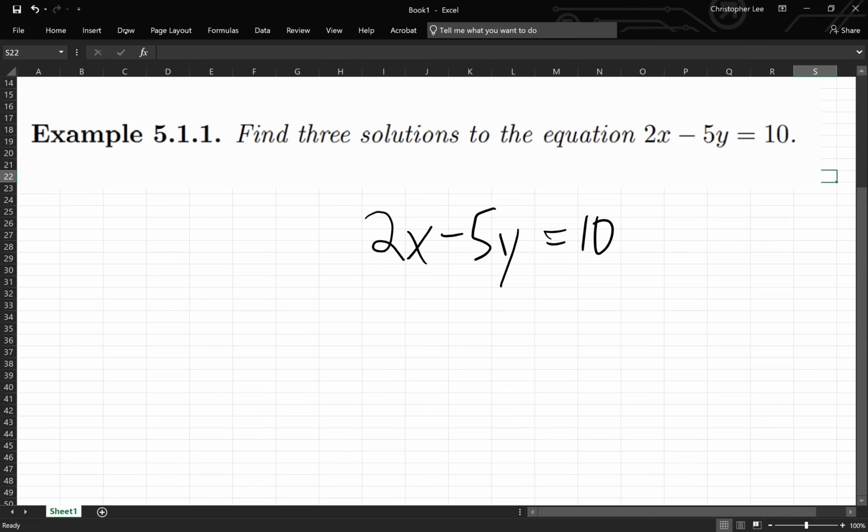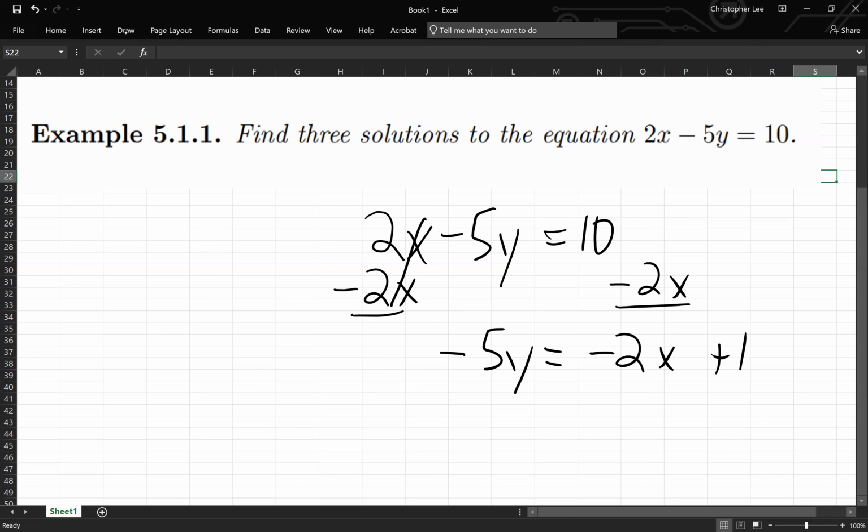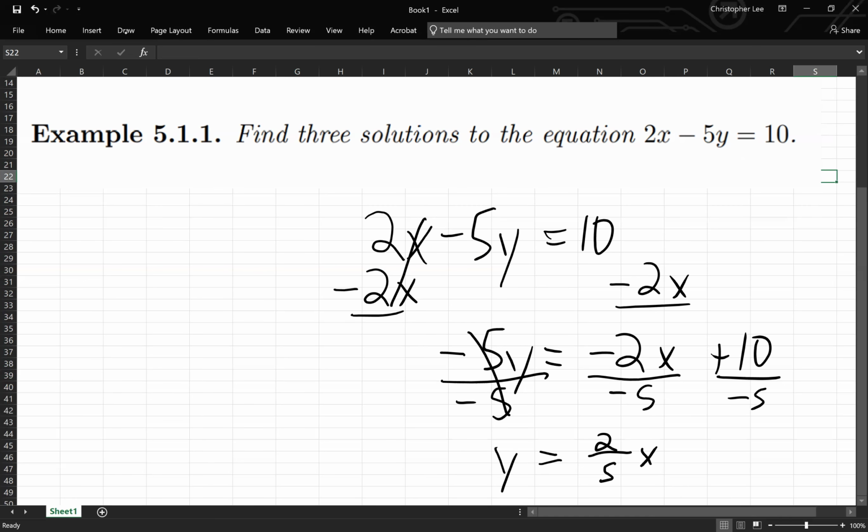Then what we did was we just solved for y. So I subtracted 2x from over here. What I do to one side, I do to the other. So now I have negative 5y is equal to negative 2x plus 10. And then I divide by negative 5. What I do to one side, I have to do to the other. We did this already, so that's why I'm going a little fast with this. Negative is positive: y equals 2 over 5x minus 2.